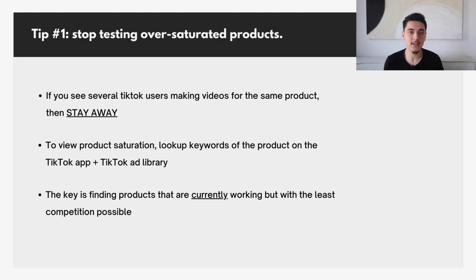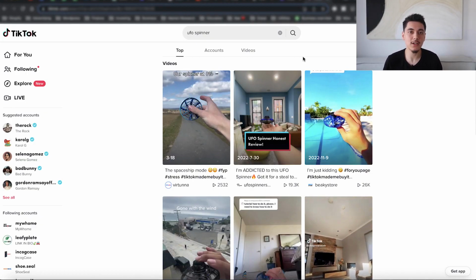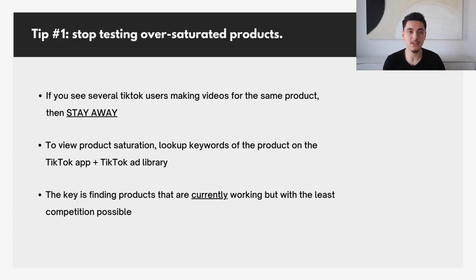And the key to finding success as a beginner dropshipper on TikTok, you want to find products that are currently working but have the least competition as possible. So again, by using these methods and looking up keywords of the product that you want to test, let's say you only see just a few stores actually making videos for the product. That right there would be a good indicator for you to test the product because the competition is still low and there's still room for more people to be able to show that product in front of the other millions of users on TikTok that have yet to see that particular product.